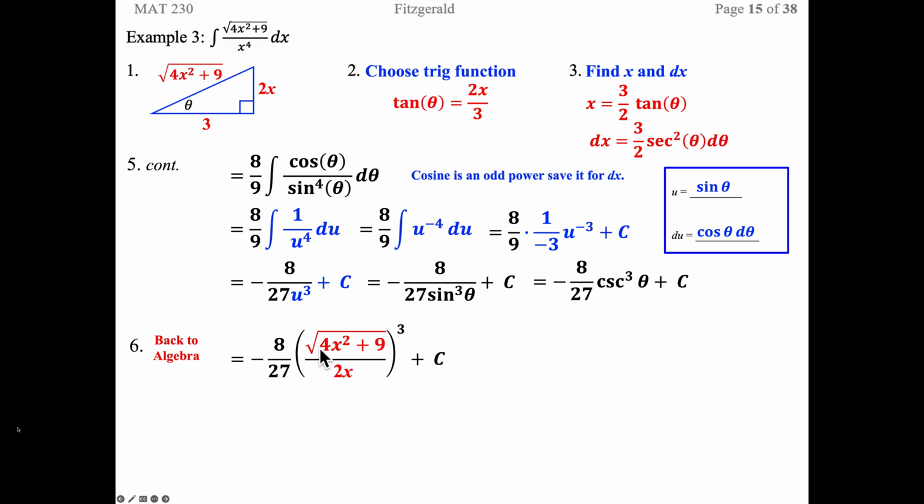So substituting in the square root of 4x squared plus 9 over 2x, I am not going to cube a square root. If that was a cube root, I would cube it. So we'll just leave the top alone, but I am going to cube the bottom to make that an 8x. So that 8 cancels that 8. So now I have that square root of 4x squared plus 9 cubed all over 27x cubed. Again, we cubed the 2x. Don't forget your negative, and don't forget your plus c.